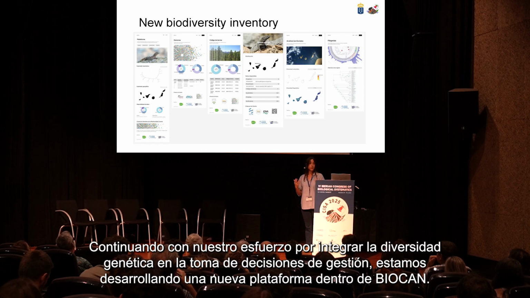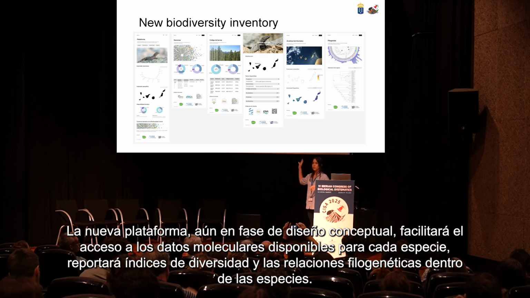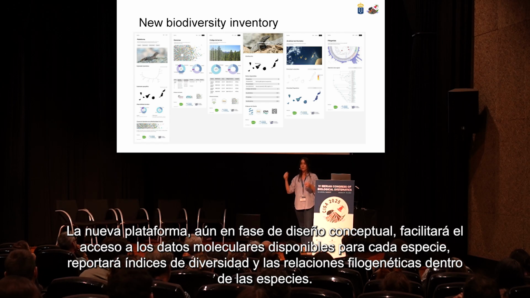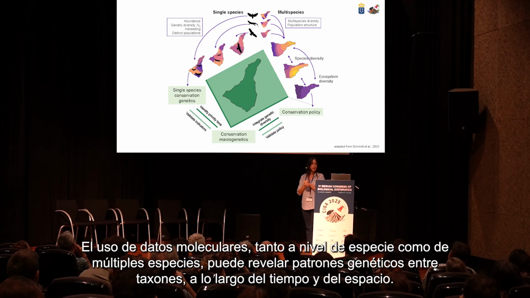So continuing our effort to implement genetic diversity into our decision-making, we are in very early stages of developing a new biodiversity inventory that incorporates this type of data. So we want to facilitate the access of all the molecular data that is available for species, as well as report genetic diversity indices and, if possible, reconstruct phylogenetic relationships between our species. So basically, we could see how molecular data can reveal genetic patterns across taxa, time, and space.